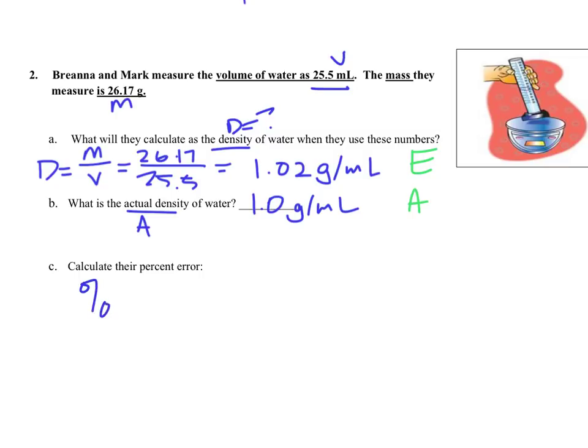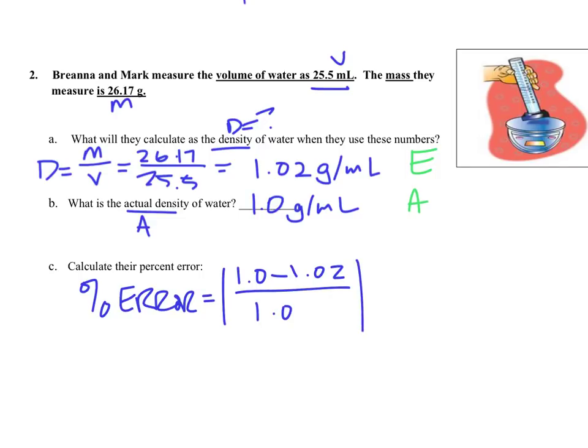So percent error equals, and it's going to be the actual value, which is 1.0, minus the experimental value, what they calculated in the lab, which is 1.02, divided by the actual again, which is 1.0. Okay, so subtract these two, divide by 1, and your last step is to multiply by 100. When I do that, I get a percent error of 2%, which is a lot closer to 0, so this measurement, this calculation, is a lot more accurate.